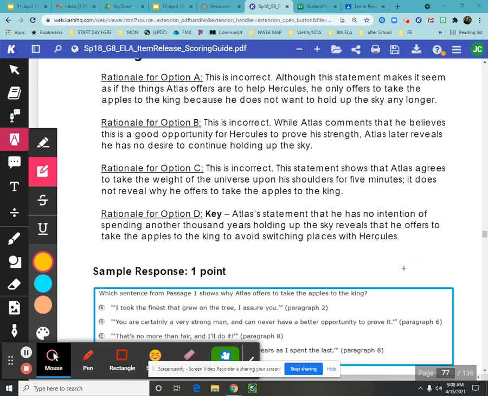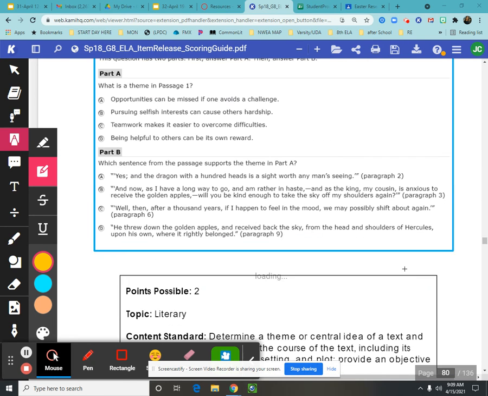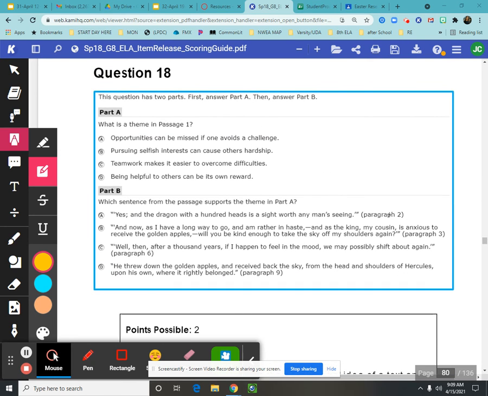Is there another question? Okay, so 18. Okay, I just didn't know where we were. All right, here's another A and B. Let's see how you do. Remember, you have to have A.